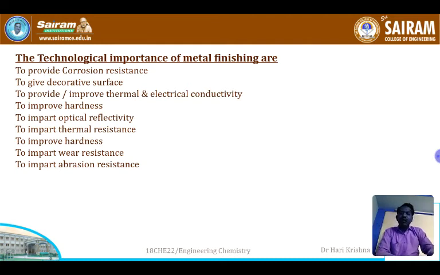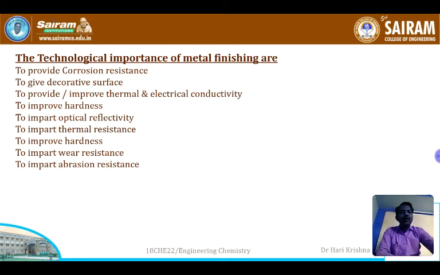So to impart that, what are we going to do? We take a metal having very good corrosion resistance and deposit it on such metals, so that we inculcate that property also in that metal. Few metals will have very good corrosion resistance, hardness, thermal resistance, and wear resistance, but the surface will be very hard. So in order to give optical reflectivity and a smooth surface, you are going to deposit some other metal on the surface of that. That is the major application of metal finishing.